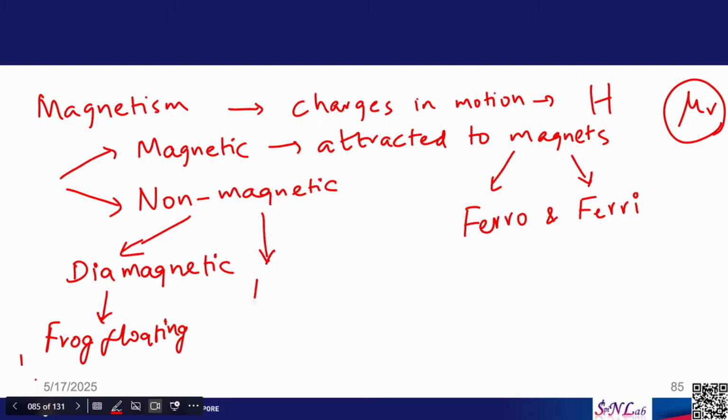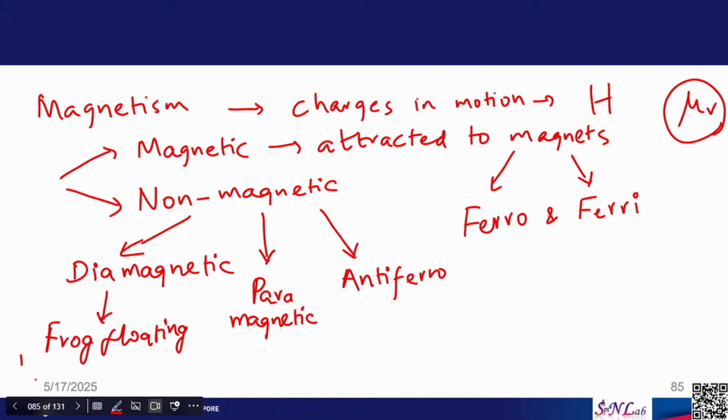Then we have paramagnetic, which are weakly attracted by magnets. Then the third class is antiferromagnetic materials. Okay. So, this is something that we learnt.